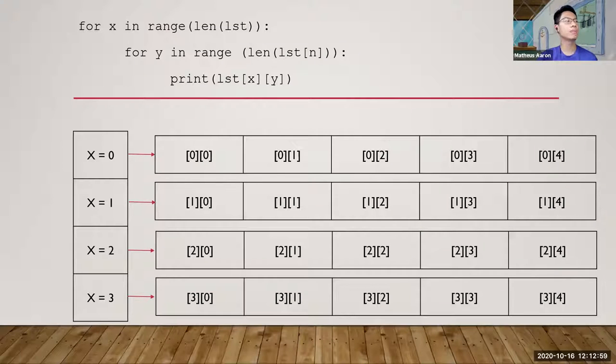So I think this is an example of a 2D array. To access a 2D array, you usually have a double nested loop. If you can see, we loop through X, which is the range of len X. So we range this first. Then for Y in range, the length of one of the objects inside the list N. N means it can be 0, 1, 2, 3, it's really up to you.